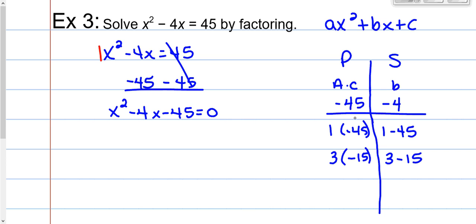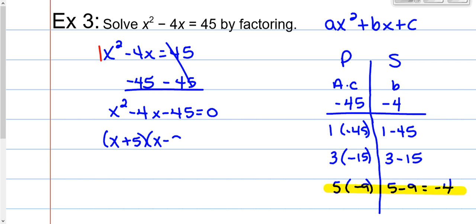So 4 does not go into 45. 5 does. So I have 5 times negative 9. Well, 5 minus 9 does in fact give me negative 4. So these are the numbers that I'm using. Those are the factors that I will be using here. So over here, I have x. The 5 is positive, so I'm going to say plus 5. The 9 is negative, so we'll say x minus 9, and that's equal to 0. So x plus 5 times x minus 9.